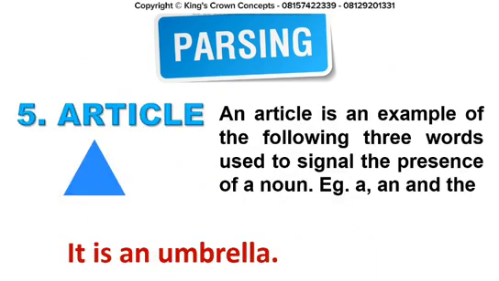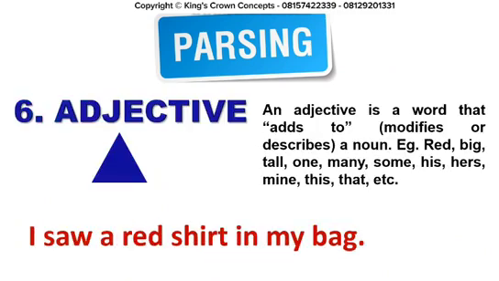Article. Article is an example of the following three words: a, an, and the. There are only three articles. It is an umbrella. What is the article? An. What do you need to do? Pass the pronoun, pass the verb, pass the article, and then pass the noun. So you have it colorful this way.